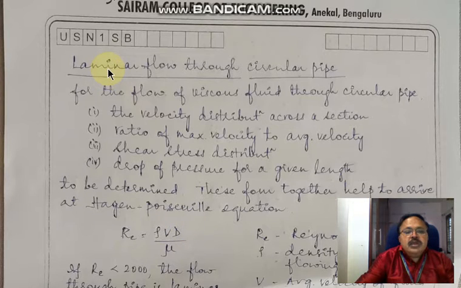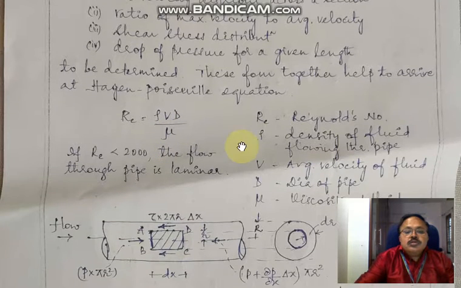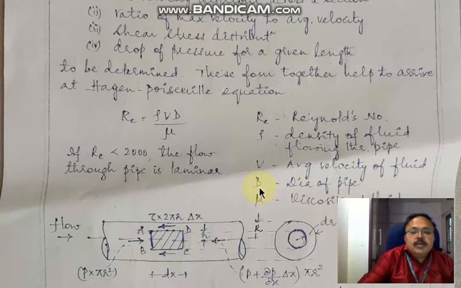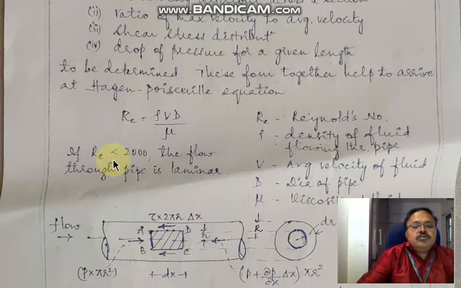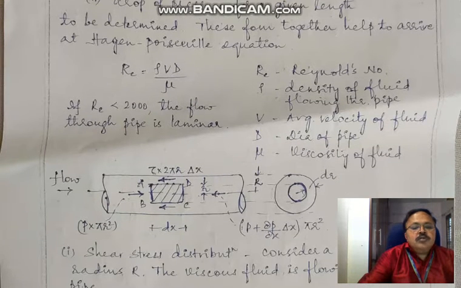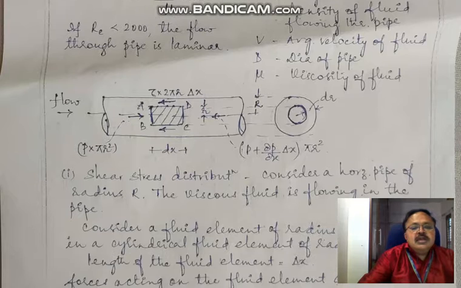So when will the flow be called laminar flow? When the Reynolds number, that is Re, is the ratio of rho V d divided by mu. Where Re is the Reynolds number, rho is the density of the fluid flowing through the pipe, V is the average velocity of the fluid, D is the diameter of the pipe, and mu is the viscosity of the fluid. When Reynolds number is less than 2000, the flow through the pipe is called laminar flow. Because of the viscosity of the fluid, the flow is considered as laminar.